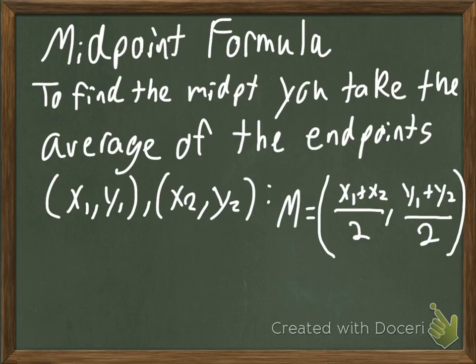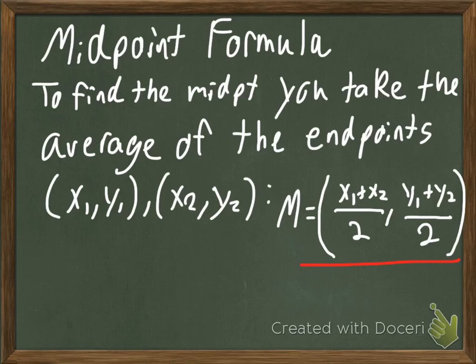Okay. Now we're going to talk about the midpoint formula. Sometimes you're going to have a segment that's on a graph and you don't know what the midpoint is and you can't count to find it. So we have this formula. So to find the midpoint, you take the average of the two endpoints of your segment. We're going to call them x1, y1 for the first, x2, y2 for the second. And we get this formula right here.